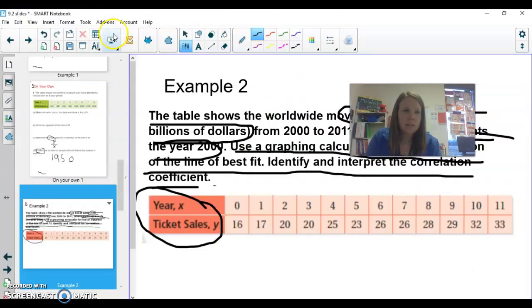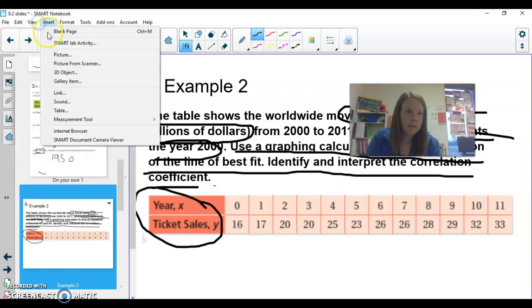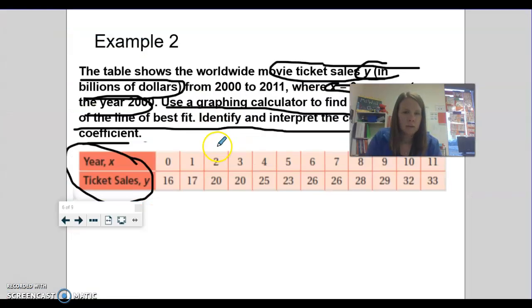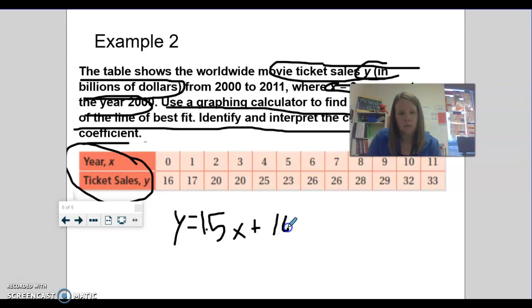So let's go back to these slides. All right, so we did this. We talked about our equation. We said y equals 1.5x plus 16.3.